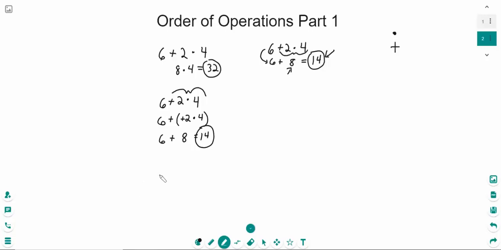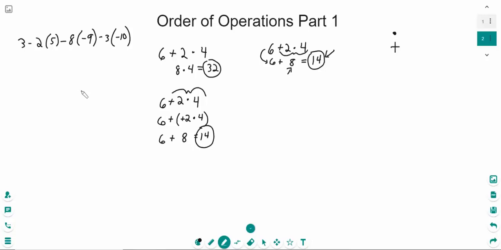All right, so let's try another problem here that's maybe a little bit more complicated. Let's do it up over here where we have a little bit of room. We're going to do 3 minus 2 times 5 minus 8 times a negative 9 minus 3 times a negative 10. All right, so this is a pretty extensive problem here.